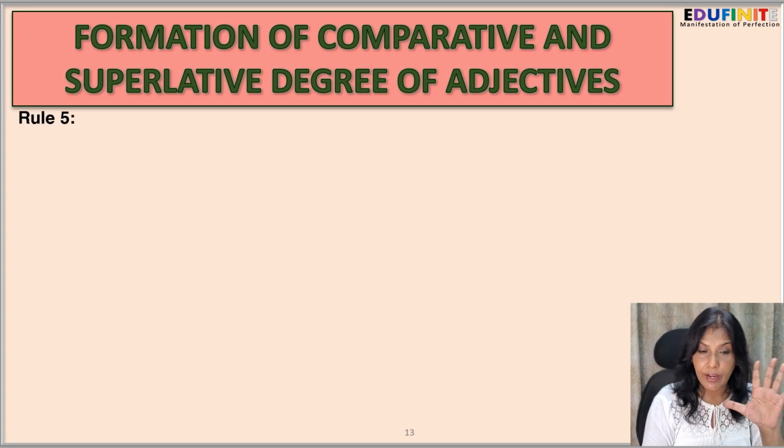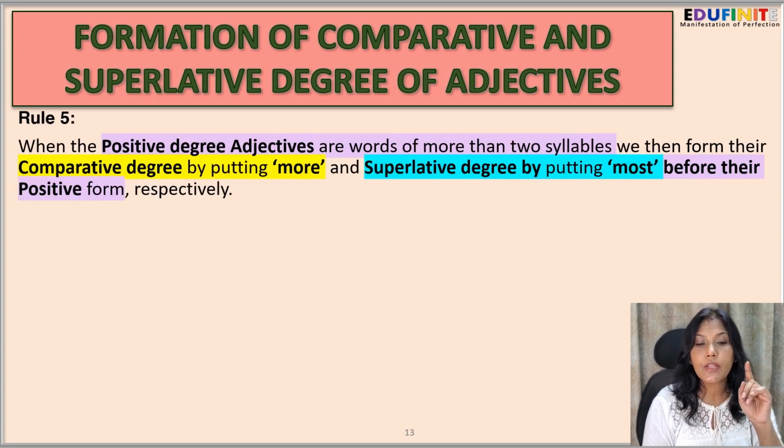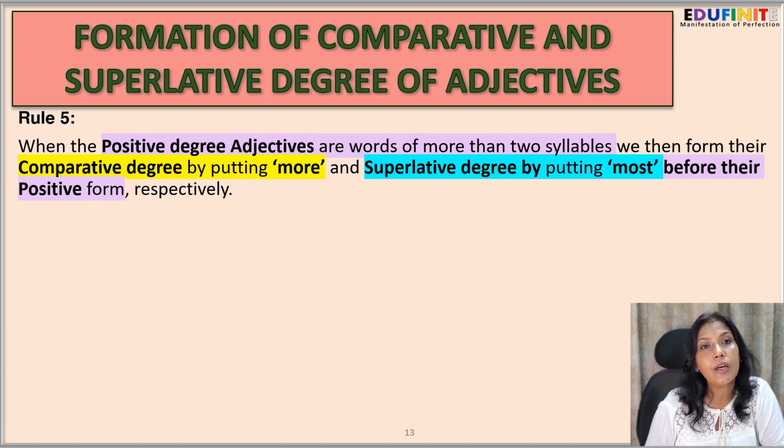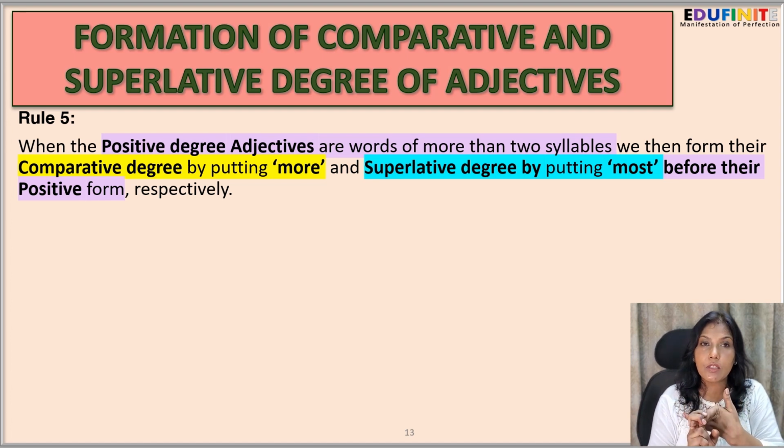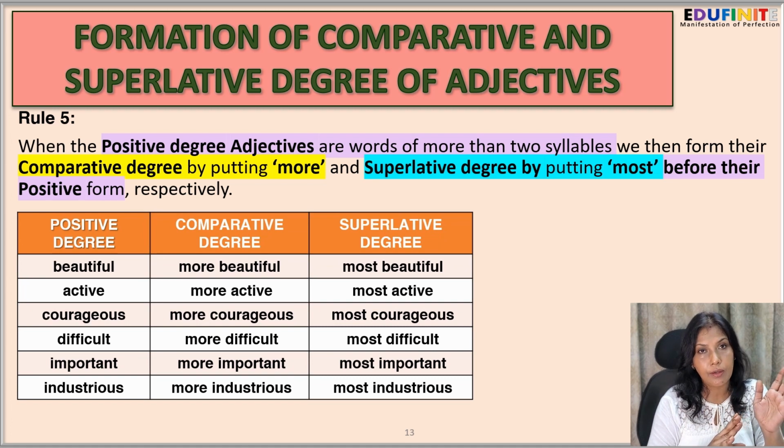Now rule number 5. What is it? When the positive degree adjectives are words of more than 2 syllables, we form their comparative degree by putting more and superlative degree by putting most before their positive form. So here we don't add ER or EST to the positive degree to make them comparative and superlative degrees. Here, when it's 2 syllables or more, we are adding most for superlative degree and more for comparative degree. So let's look into some of the examples.